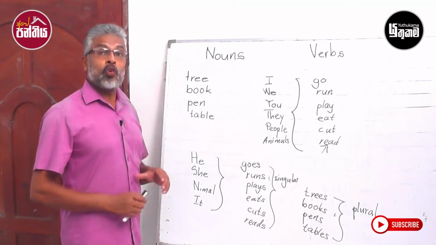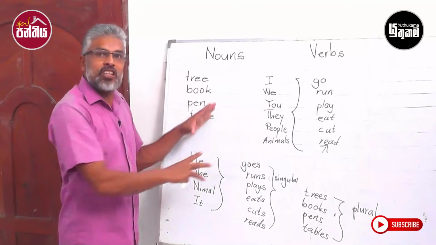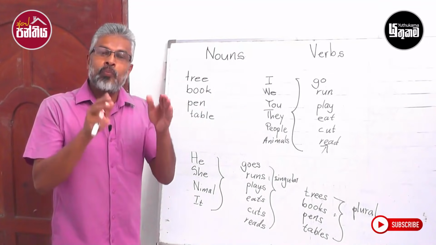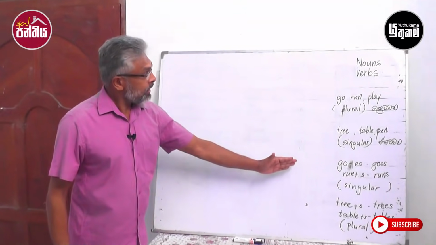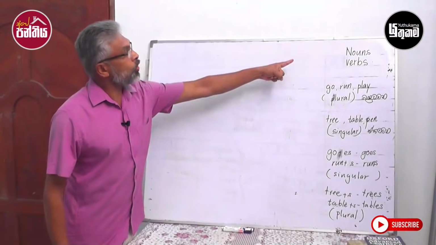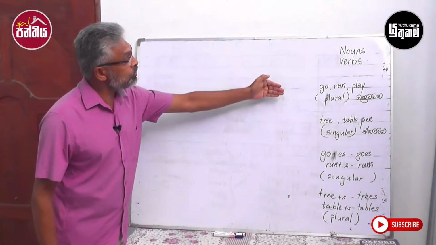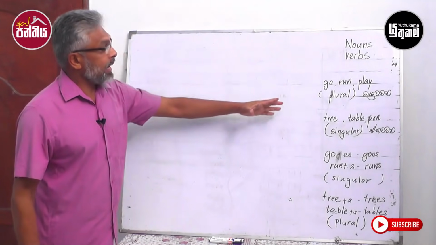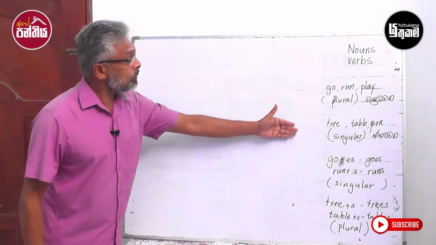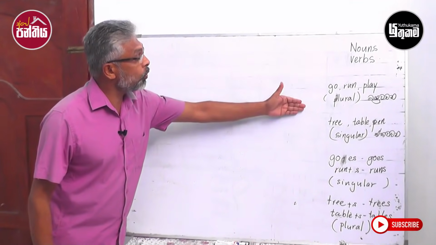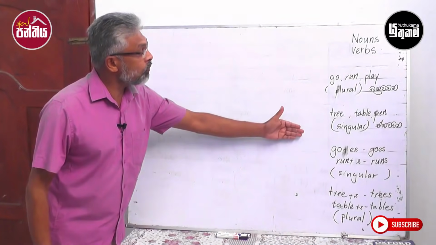Right. In the next step, we'll discuss how we use this knowledge to form simple sentences. So this is what we have learned up to now. We were talking about nouns and verbs in the way they appear: verbs in their plural form, and nouns in their singular form.